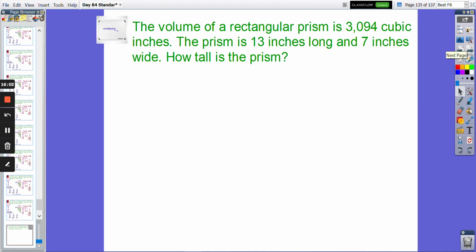Okay, the volume of a rectangular prism is 3,094 cubic inches. The prism is 13 inches long and 7 inches wide. How tall is the prism? Go ahead and solve this on your whiteboard. Press pause and press play when you're ready.